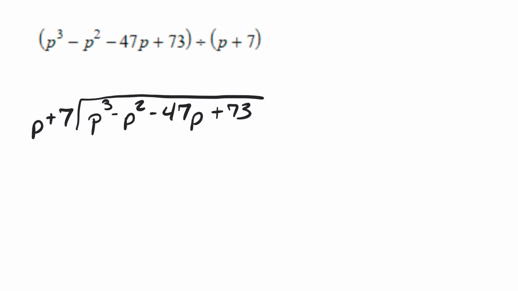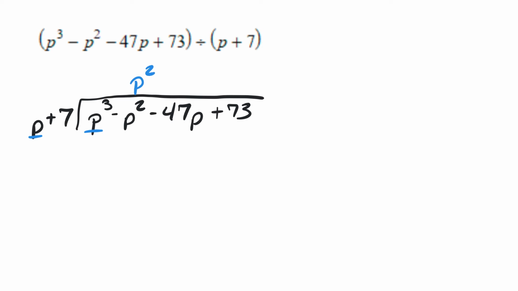All right, remember as we do these, what we want to do is make this p match the leading p. Everything else is just collateral. So how do I make a p cubed? What do I multiply by? P squared.